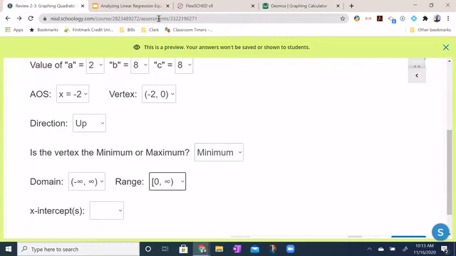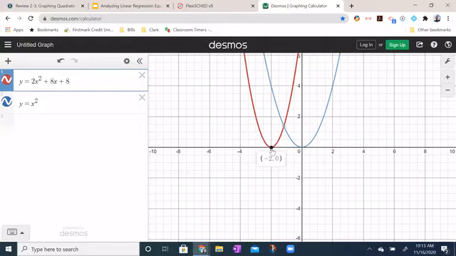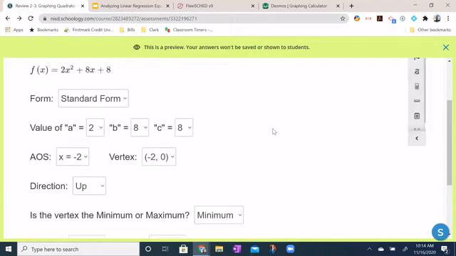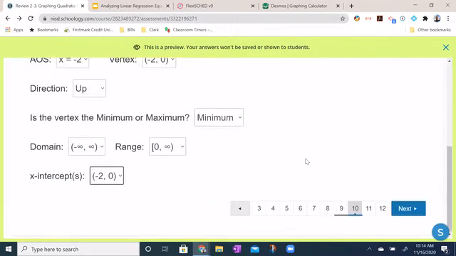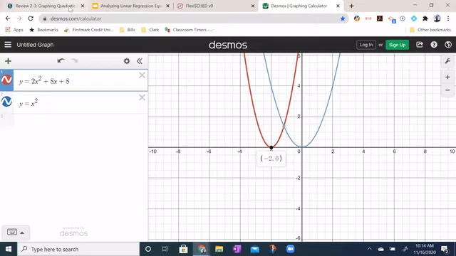Okay. X-intercepts, again, look at the decimals. The vertex is on the x-axis, so there's only one x-intercept. It's a double root, both -2. So we're going to put that x-intercept in there, -2, 0, same as the vertex. Okay. Questions on this, guys? Again, decimals will be a very powerful tool for you to use.